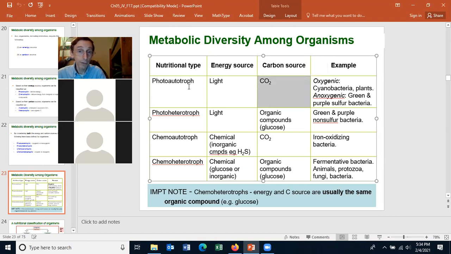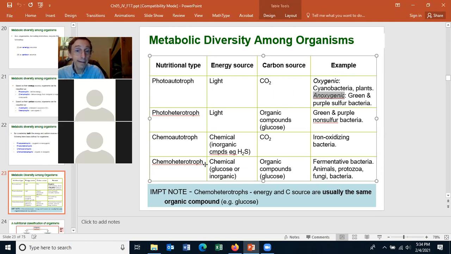Cyanobacteria is a photoautotroph which makes oxygen, so we call it oxygenic photoautotroph. But there are anoxygenic photoautotrophs. I won't ask you about them. The green and purple sulfur bacteria are photoautotrophs, but they do not make oxygen.